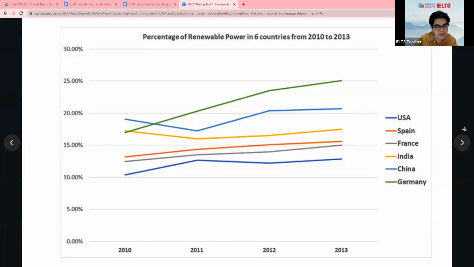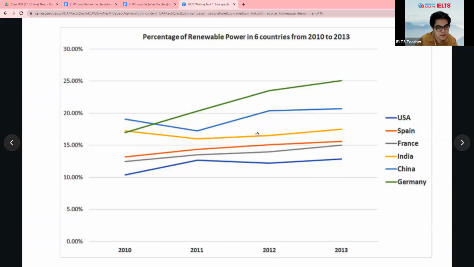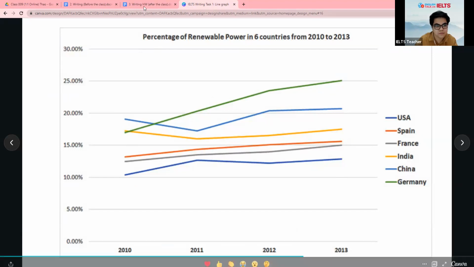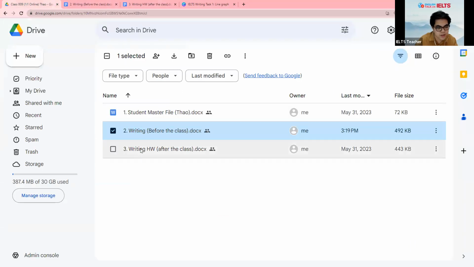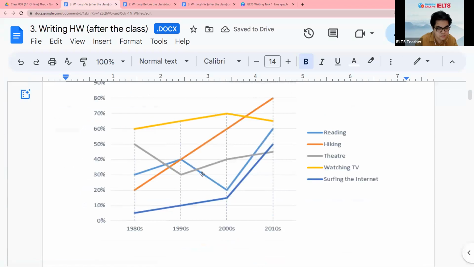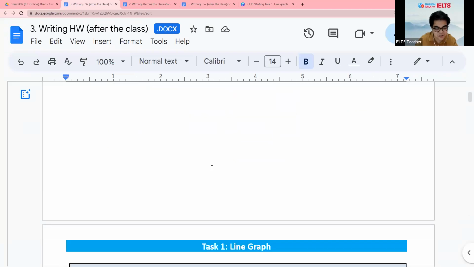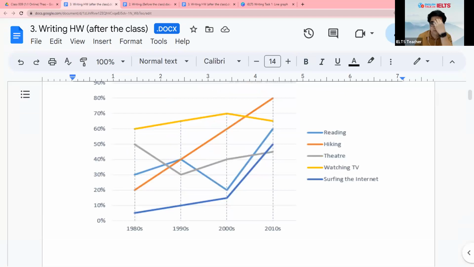There are more line graphs, but don't worry. I would like to share this Canva link to you, and you can come back here and you can try to write more if you want. You can write here also, but don't forget that you have a homework, which is this one. I can see a lot of development, very varied. Okay, before we go, do you have any question, Tao?